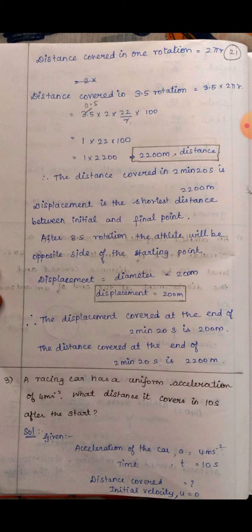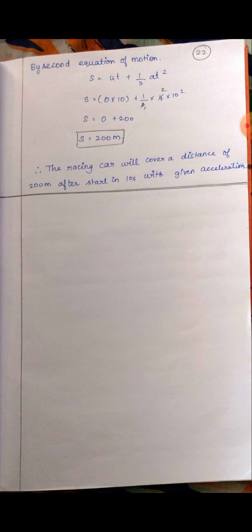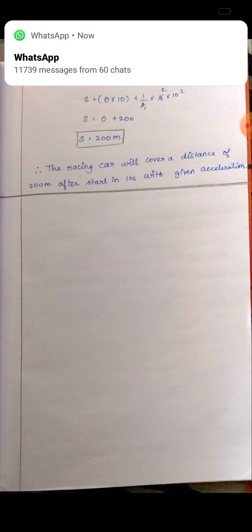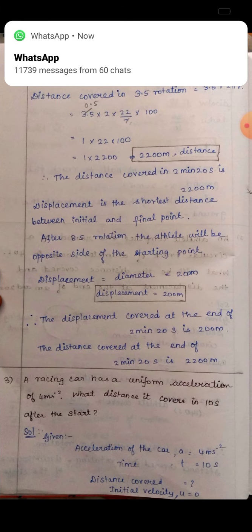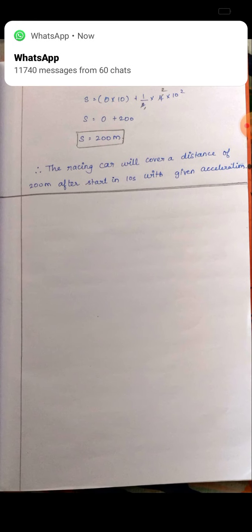In the acceleration of 4 meter second to the power of minus 2. Okay? So finally the racing car will cover a distance of 200 meter after starting in 10 seconds with the given acceleration. What is the given acceleration? 4 meter second to the power minus 2 is the given acceleration. So the distance covered will be 200 meter. Are you clear?